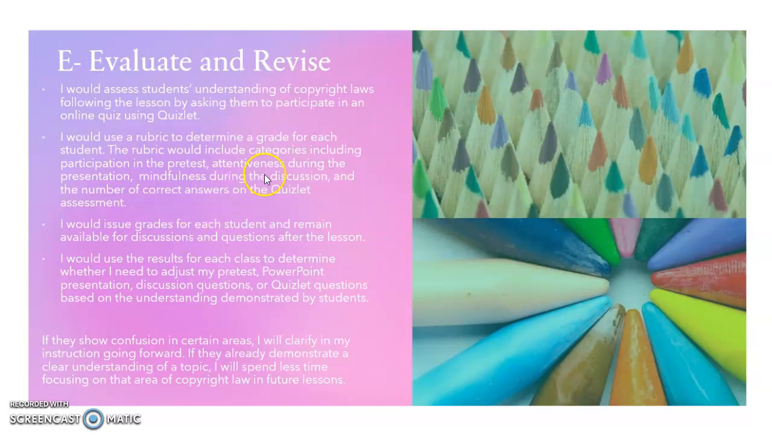I would use the results for each class to determine whether I need to adjust my pretest, PowerPoint presentation, discussion questions, or Quizlet questions based on the understanding demonstrated by students. If they show confusion in certain areas, I would clarify in my instruction going forward. If they already demonstrate a clear understanding of a specific topic related to copyright, I will spend less time focusing on that area of copyright law in future lessons.